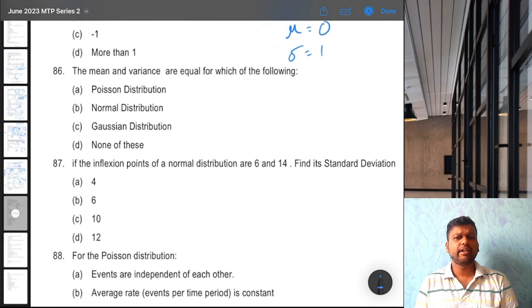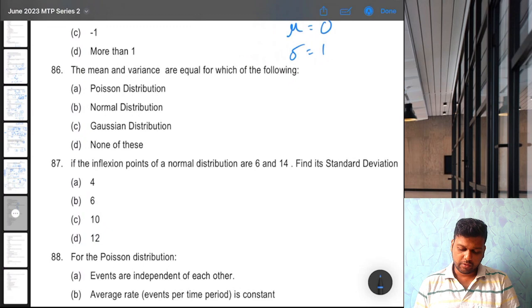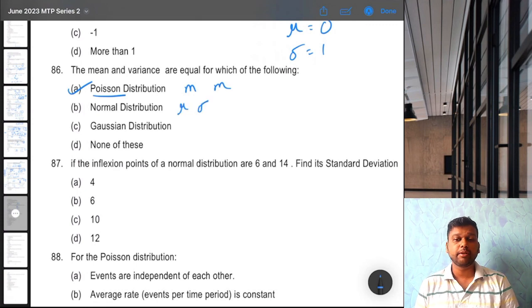The mean and variance are equal for which of the following? So, obviously Poisson, right? In Poisson, mean is m, variance is also m, so that is correct. In normal distribution, mean is mu, variance is sigma square, which can be different. Gaussian distribution is nothing but normal distribution only.